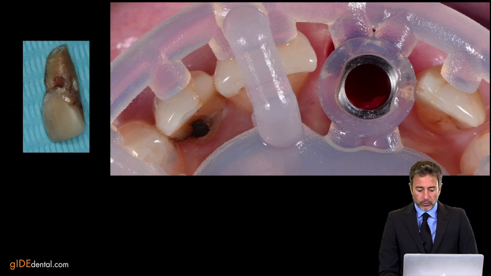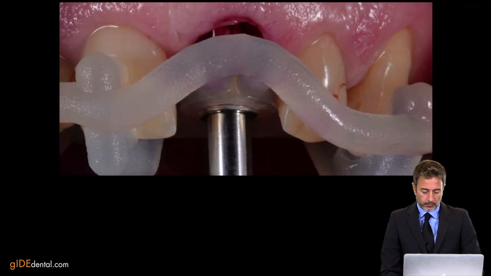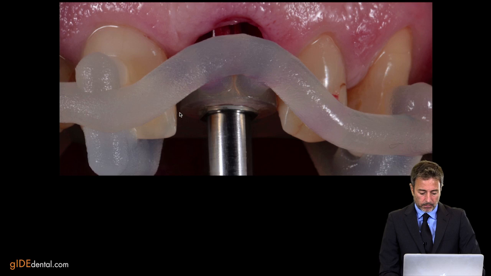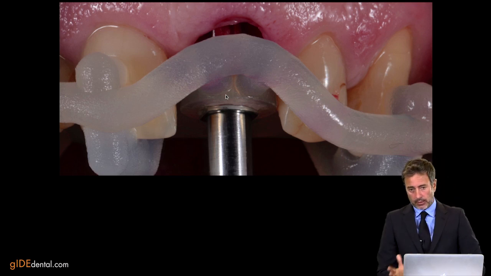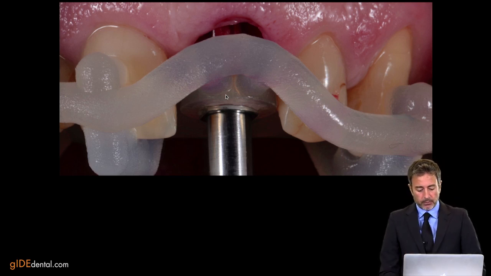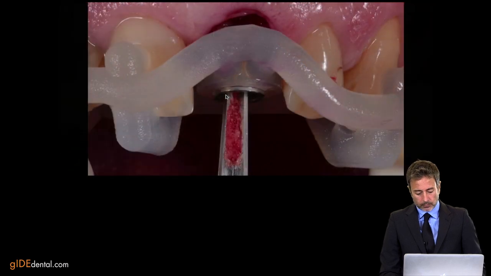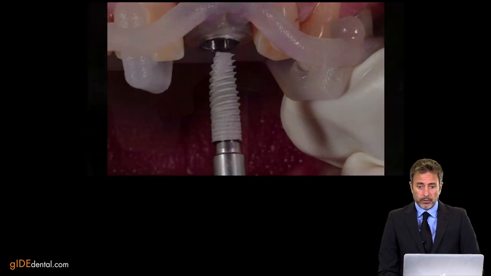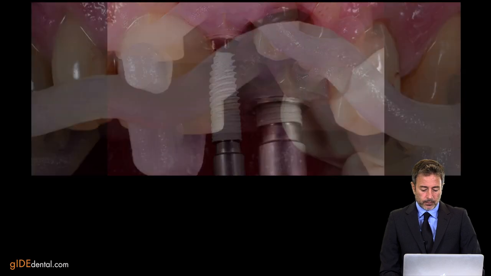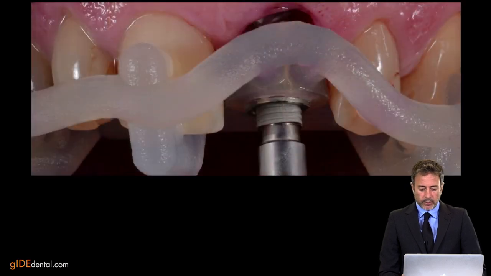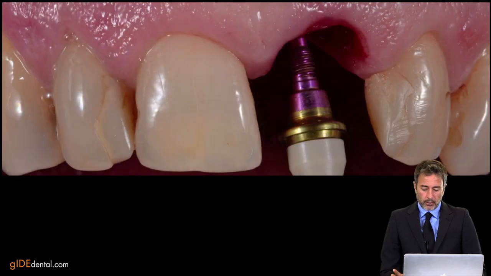In this case, we use the M-guide, and it's very, very important when you use a guide stent like this that the metal sleeve is positioned as apical as possible, so we have a very, very precise position of the implant, and we don't have a big deviation. Also, the implant is placed through the stent. So practically we have an immediate implant placement in the extraction socket.